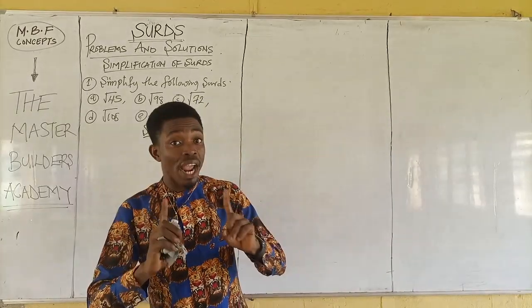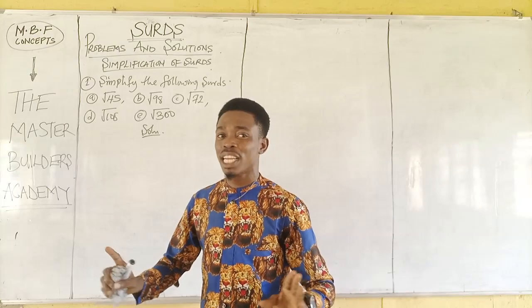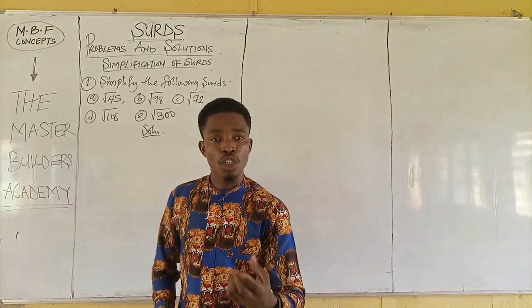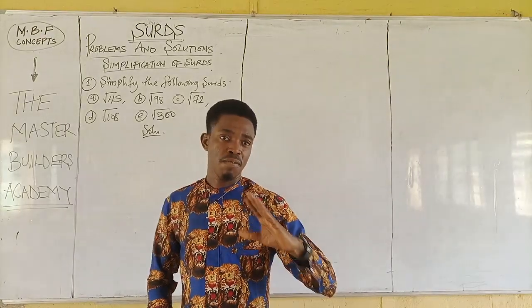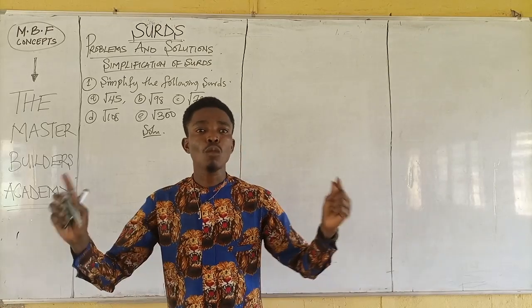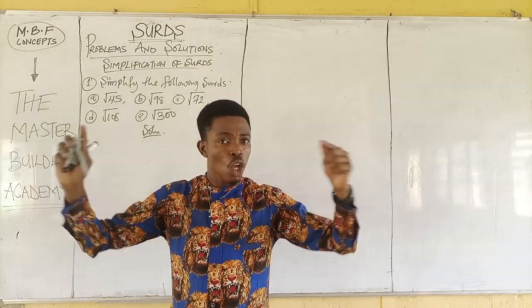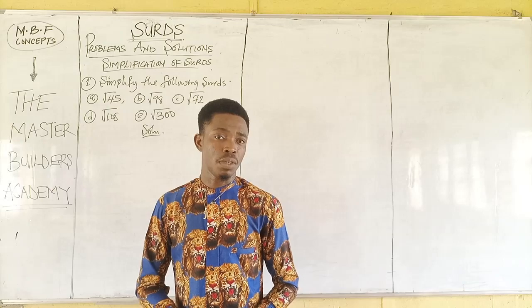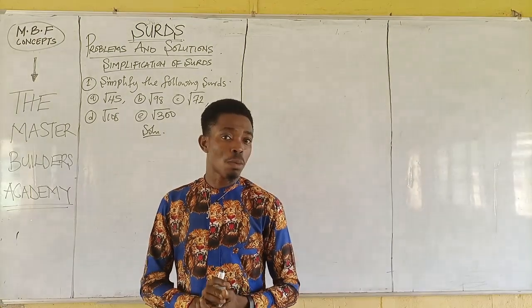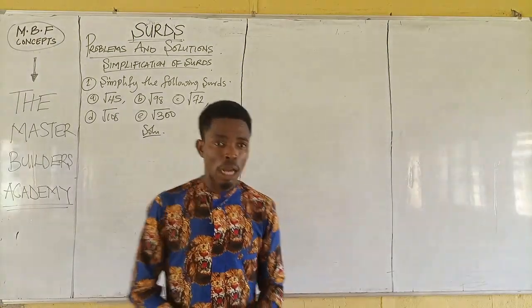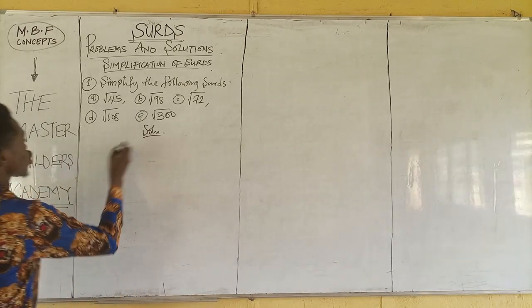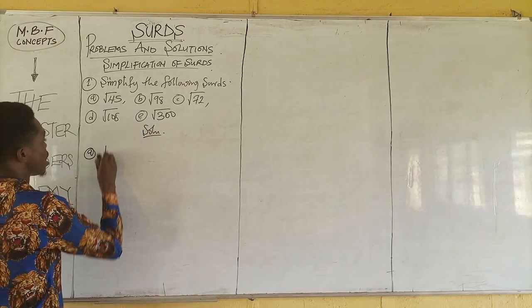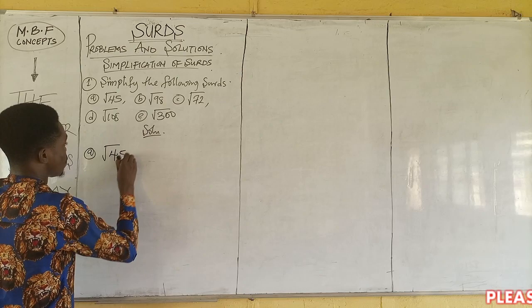The basic, simple and easiest way to have this done is to use the lowest common factor method. Are you there? How do you use it to do that? Now let's pay attention to this. Now we are solving question number 8. We are asked to simplify root 45.